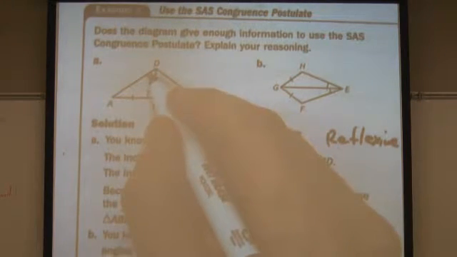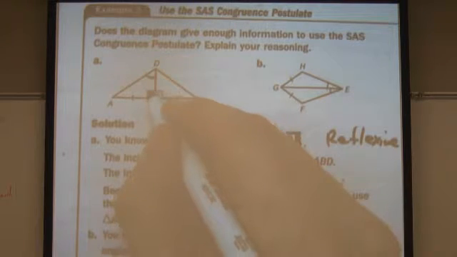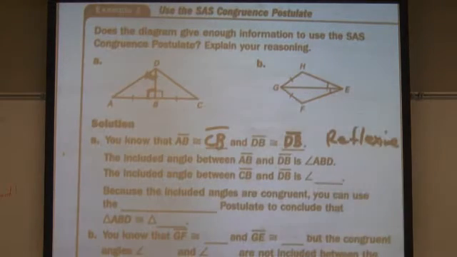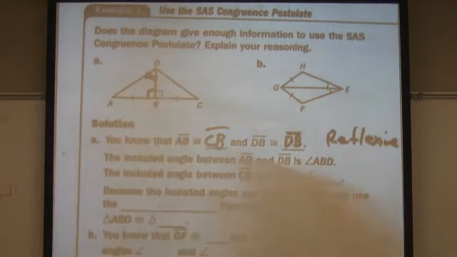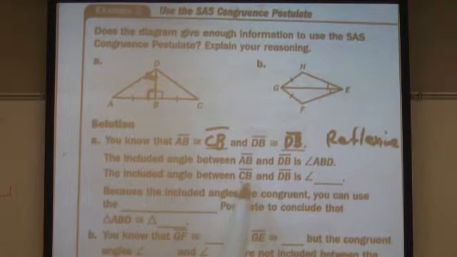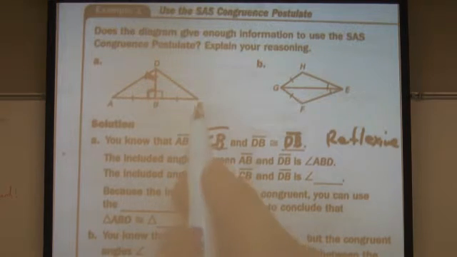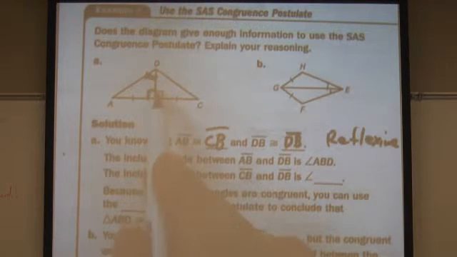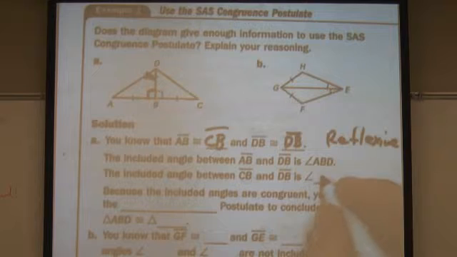Excuse me, I went the wrong way. Should be right here. Ignore that. ABD. I got dyslexic for a second. ABD. And then the included angle for CB and DB is CBD. They're talking about those right angles there. CBD.